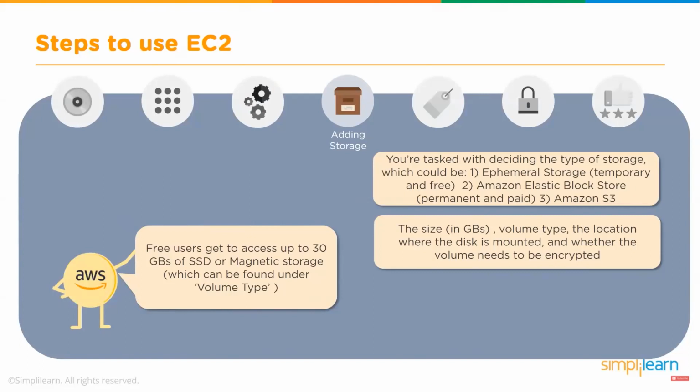In this page where we are ready to add storage, we will have to mention or provide the size in gigabytes and the volume type. Is it going to be a provisioned volume? Is it going to be a general purpose volume? Is it going to be a magnetic volume? Stuff like that. They are volume types. And we also need to give inputs about where the disk will be mounted and whether this volume needs to be encrypted or not.